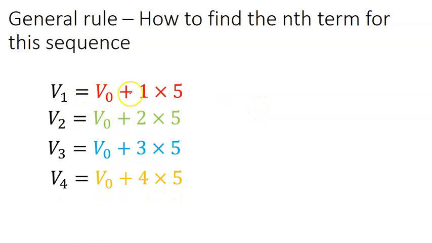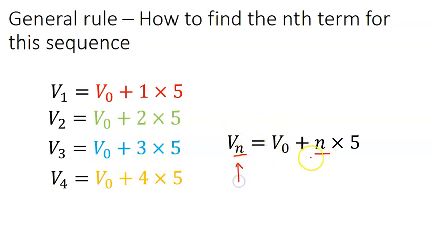so to get V1, we get V0 and 1 lot of 5. V2, we get V0 and add 2 lots of 5. For V3, 3 lots of 5. For V4, 4 lots of 5. To get V of n, we get n lots of 5, and n is just however many iterations you choose to put in. So if I want to get, for that specific sequence, V of 32, all I have to do is get the initial value and add 32 lots of 5 to whatever the initial was. That's all there is to it.